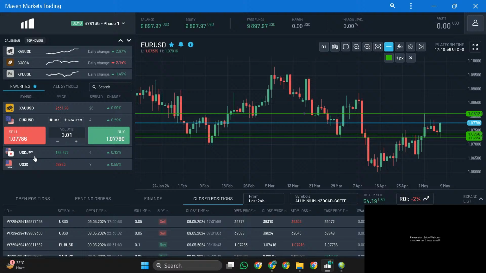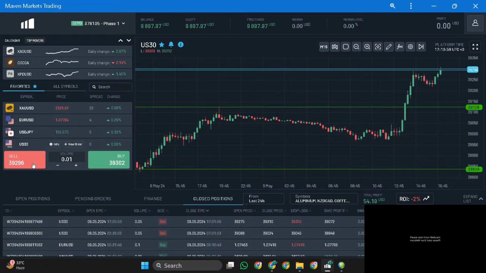So let's check US 30. What is there? We may expect an up move, I think most probably. I took the trade here, and unfortunately, it hit my stop loss.